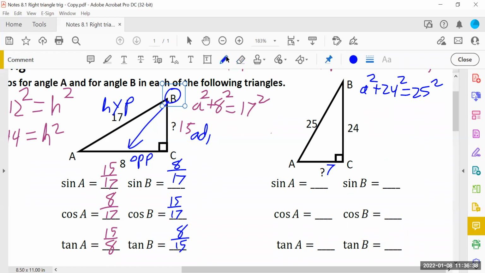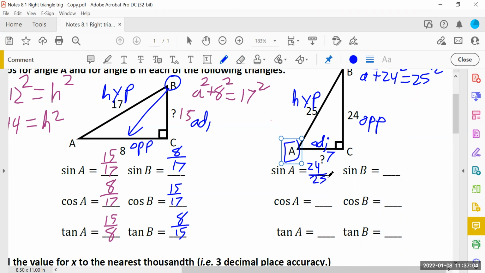And now I can put these down fairly quickly. Sine of A, opposite. And again, let's label it this time. So if I'm looking at A, this one's the opposite. This one's the hypotenuse, again, because it's across from the right angle. This one's the adjacent down here. So opposite is 24 over hypotenuse of 25. 24 over 25. Cosine, adjacent over hypotenuse, 7 over 25. And then the tangent would be 24 over 7.